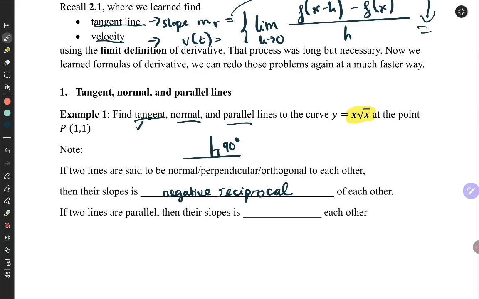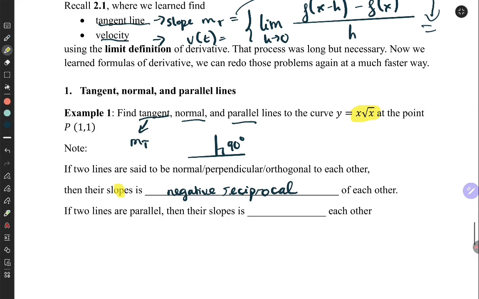What does it mean? We're talking about the slope first of all. It's always about the slope. So the tangent line, call that m of t. The normal line, the slope is m of n. The parallel is m of p. Okay, so t and p, normal, tangent, and parallel. Then what does it mean by negative reciprocal? These two are negative reciprocals of each other. How do I write that?